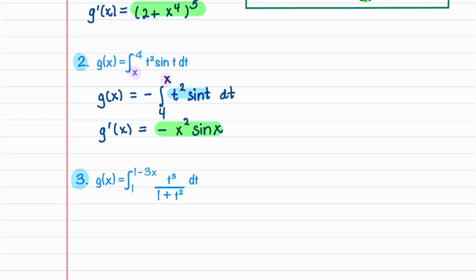Let's now look at example 3. This example is different than the first two because in the upper limit, we have 1 minus 3x. So it is not a single variable. We can only use the Fundamental Theorem of Calculus part 1 to find a derivative if we have a single variable in the upper limit of integration. So what we're going to do is let u be equal to 1 minus 3x.